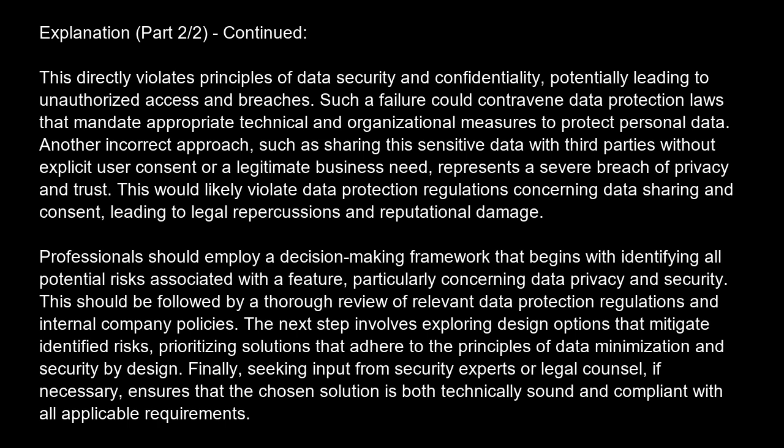Professionals should employ a decision-making framework that begins with identifying all potential risks associated with a feature, particularly concerning data privacy and security. This should be followed by a thorough review of relevant data protection regulations and internal company policies. The next step involves exploring design options that mitigate identified risks, prioritizing solutions that adhere to the principles of data minimization and security by design. Finally, seeking input from security experts or legal counsel, if necessary, ensures that the chosen solution is both technically sound and compliant with all applicable requirements.